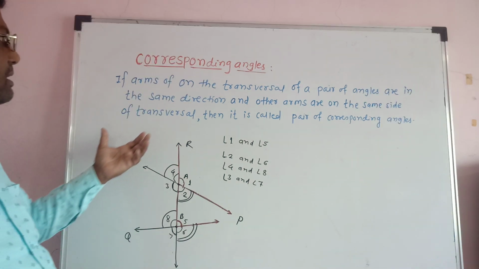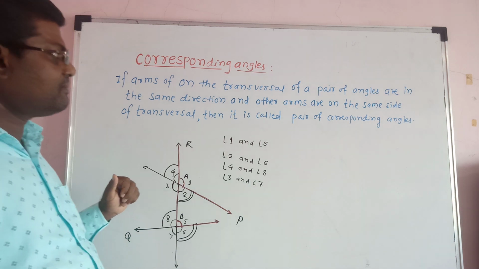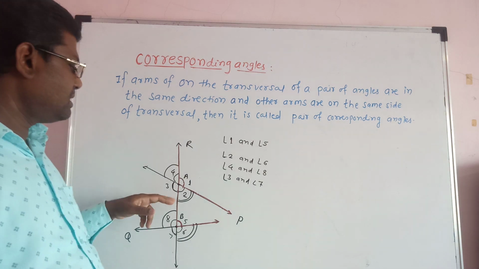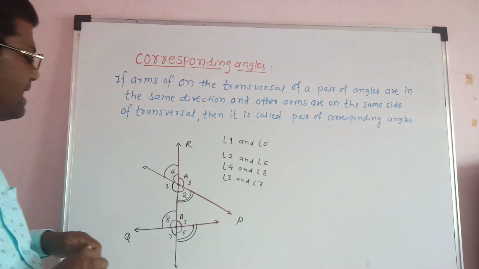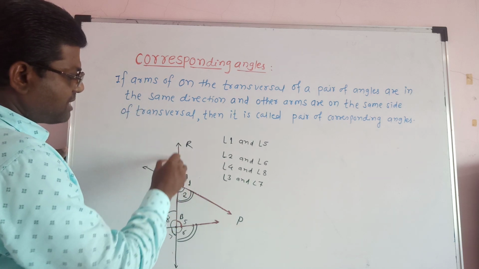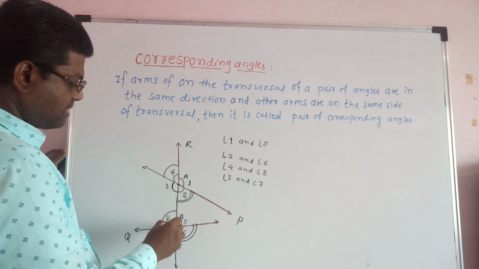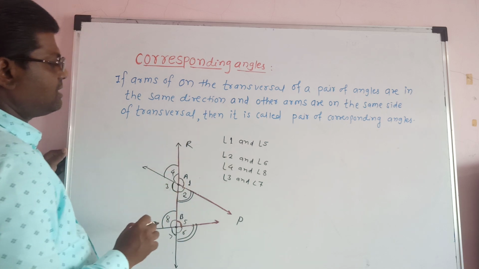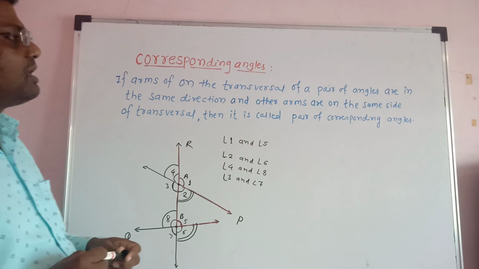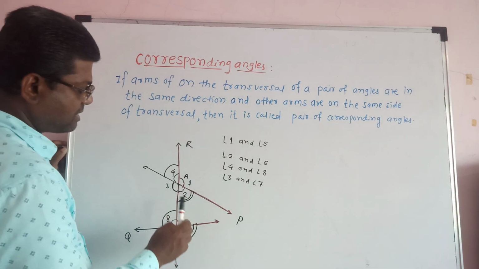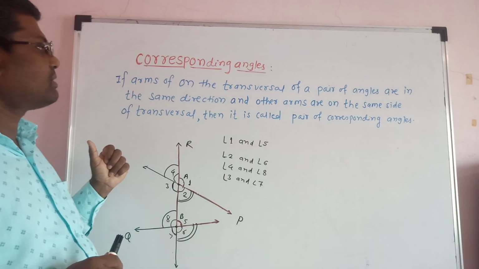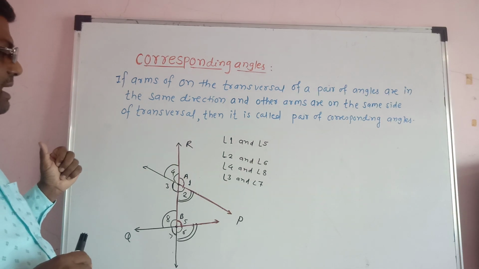So, what is meant by corresponding angles? If of a pair of angles, the arms on the transversal, every angle has one arm on the transversal. Angle 1 has this arm on the transversal. Angle 5 has this arm on the transversal, are in the same direction, and the other arms are on the same side. Such angles are called corresponding angles.